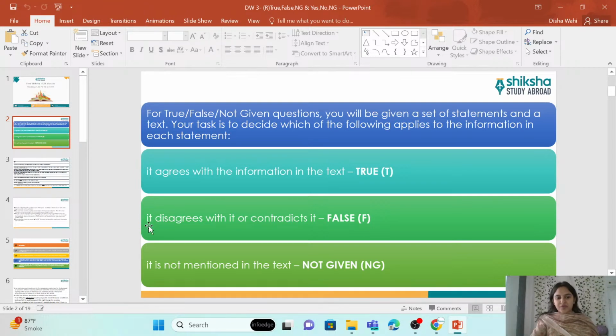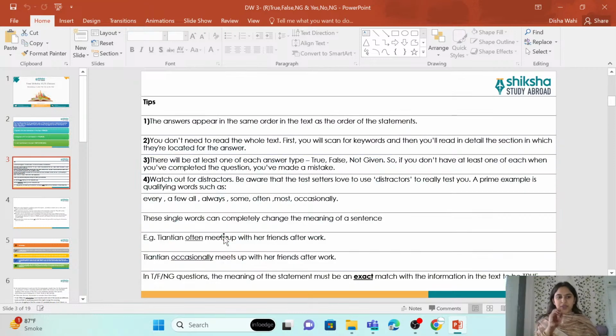Okay. Now, if it disagrees with it or contradicts it, that means if the information in the question is contradicting or is in contrast with the information in the passage, then definitely the answer would be false. If it is not mentioned at all, or even if sometimes partial information is given to you and it is not clear by looking at the question what will be the answer, then definitely it is the not given answer. Okay. Now let's go through the tips one by one.